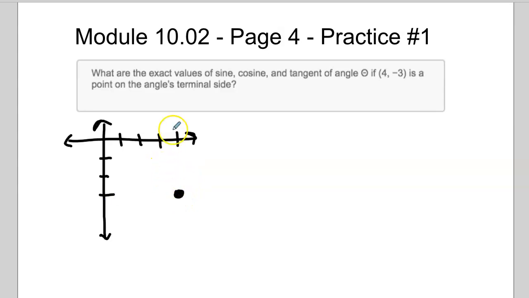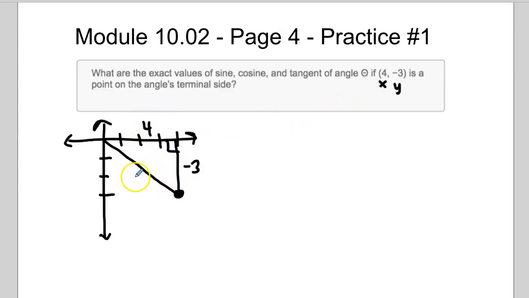Again, to make your trig triangles, we always want the base of the triangle to be on the x-axis, so I'm going to drop this segment over, and then draw the radius from the origin to that point. So this is our x, this is our y. We know we are 4 units over, so this is 4, and our y is -3.